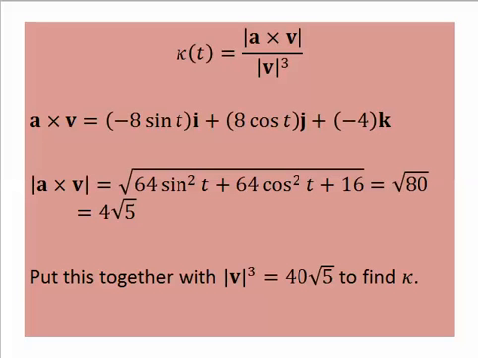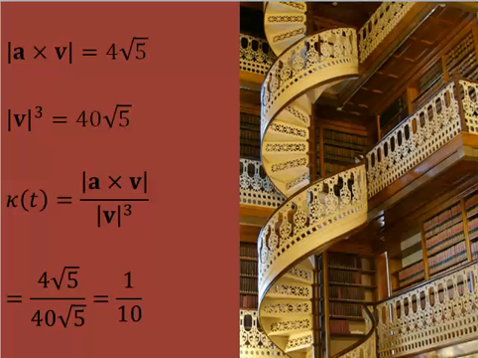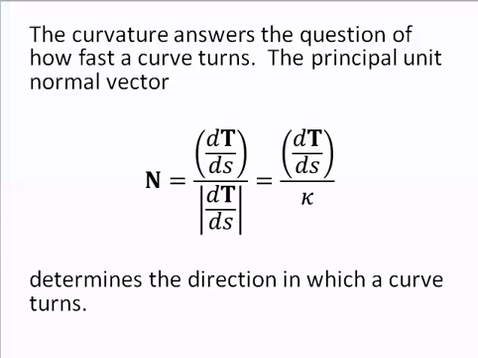Put this together with speed raised to the third power, and I get 1/10 again, which is great because if I got a different answer, I'd really be embarrassed. Curvature answers the question of how fast a curve turns. The principal unit normal vector determines the direction in which a curve turns.